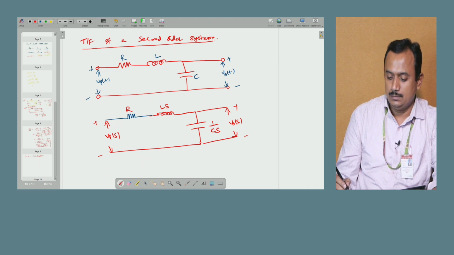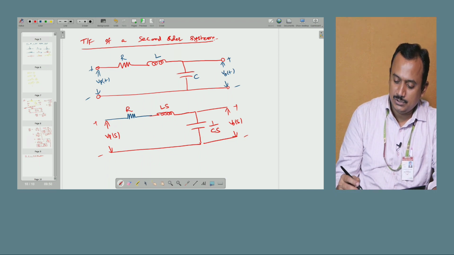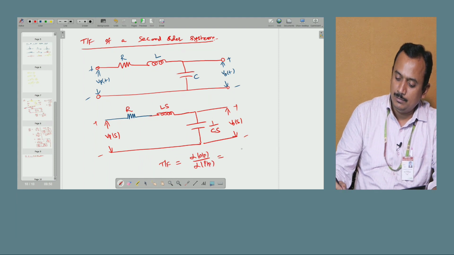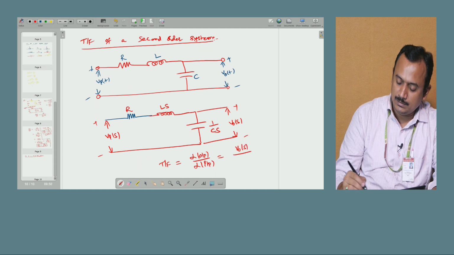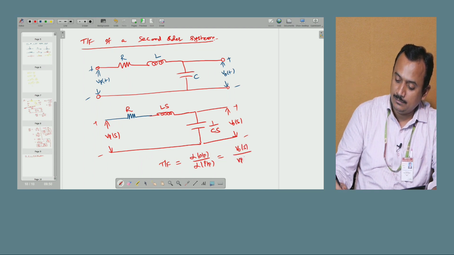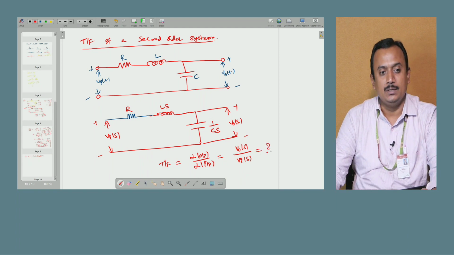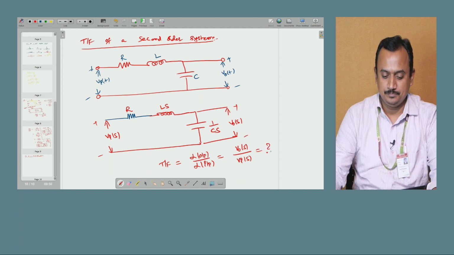Now again, what is the definition of the Laplace transfer function? The transfer function is the Laplace transform of output by the Laplace transform of input, and from the above circuit the Laplace transform of output is V naught of S, the Laplace transform of input is Vi of S. Now we need to find out this value, the transfer function.